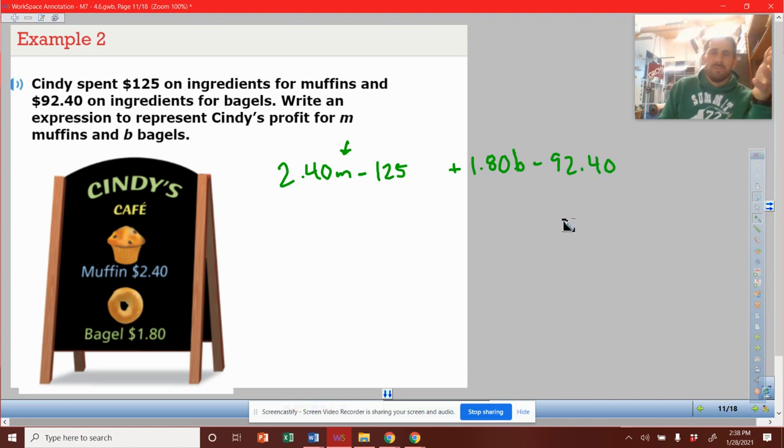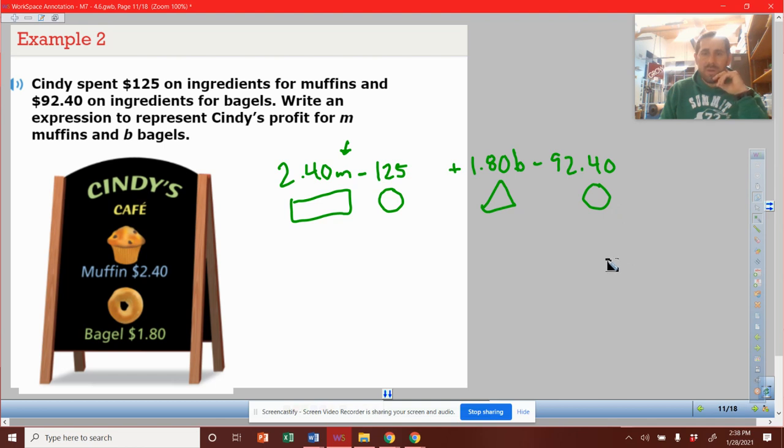So I guess my final question is, are we going to leave it like this? Or is there any way we can simplify this expression? I've got muffins, and then I got bagels. Those are two different beasts, right? So I can't combine those. But I do have a negative 125 and a negative 92.40, so I can combine those two together. So I'm going to have 2.4M plus 1.8B, and then I'm going to have a minus at the end.